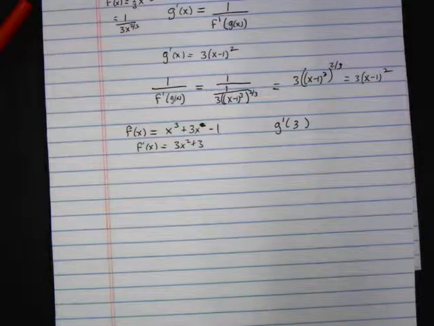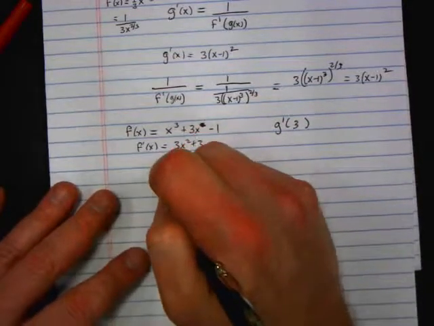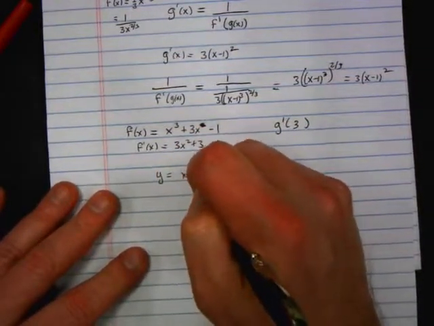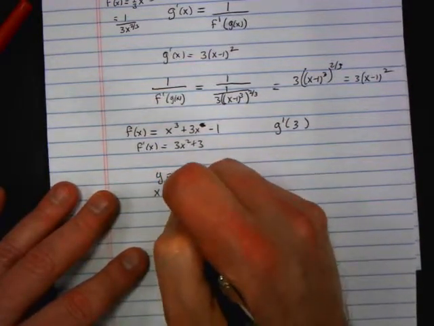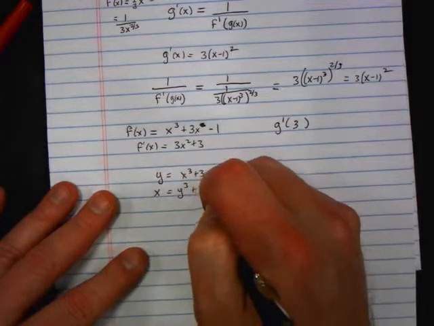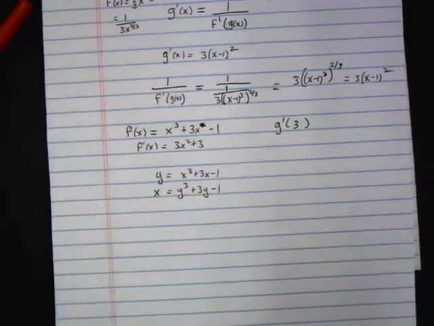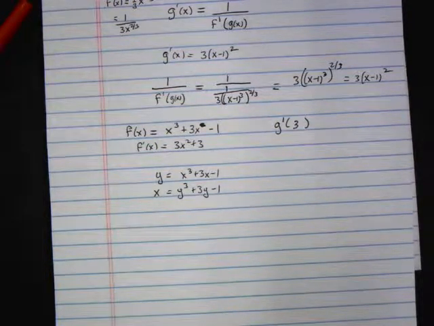Can I do the same trick I did on the last problem? If I write y equals x cubed plus 3x minus 1, and then I switch the x and the y, x equals y cubed plus 3y minus 1. Can I take that equation and get y all by itself? No. Can it be done? Yes, it can be done. Do I know how to do it? No, I don't. I don't know how to get y all by itself for that equation.